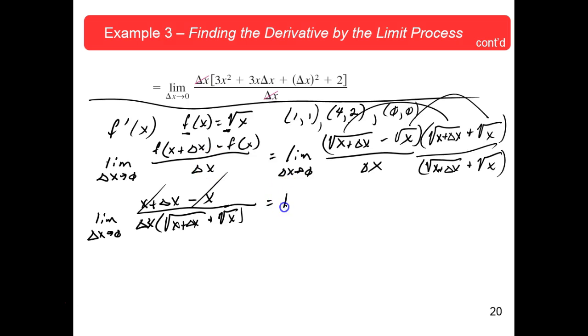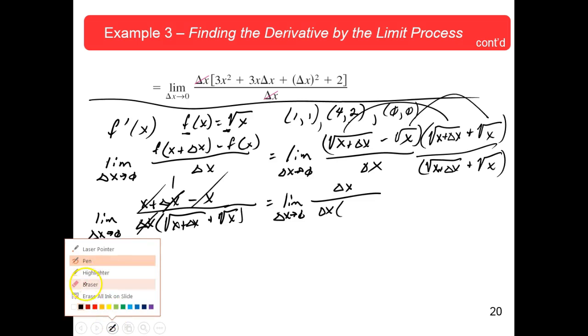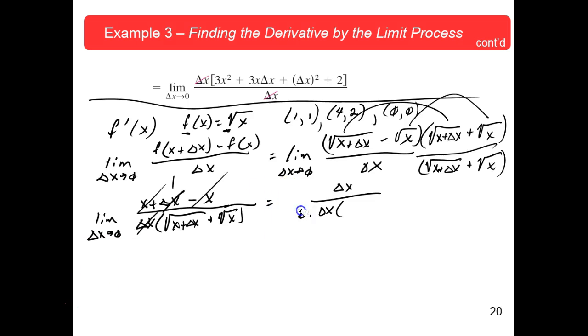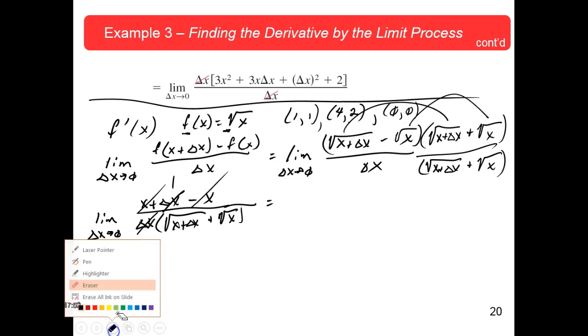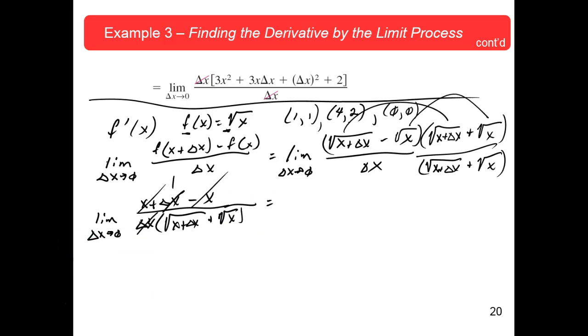You're only left with the limit as delta x is approaching 0 of delta x over delta x times... yes, you want to just cancel them here? Yeah, let's do it. That just leaves a 1 there, okay? I'm glad you could skip that step because I didn't want to write it again.